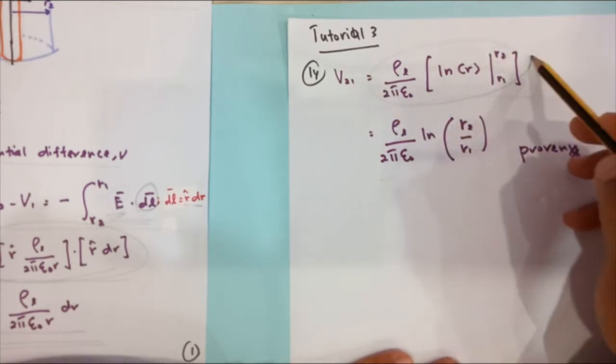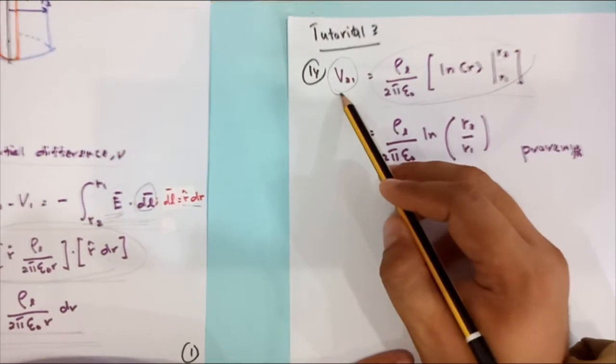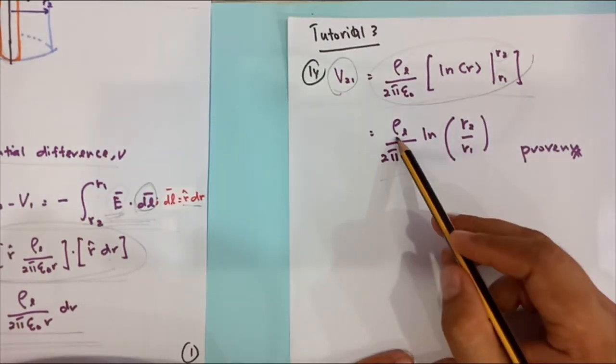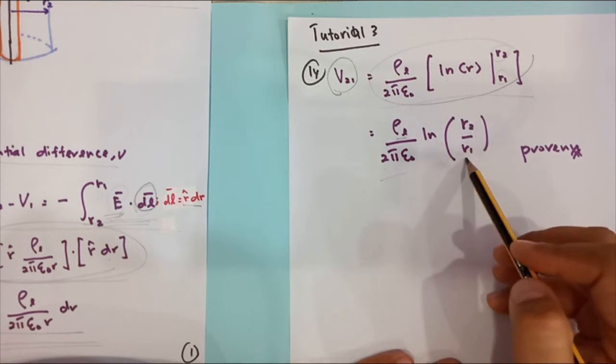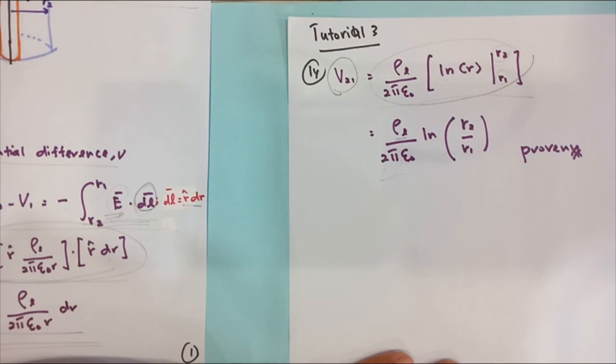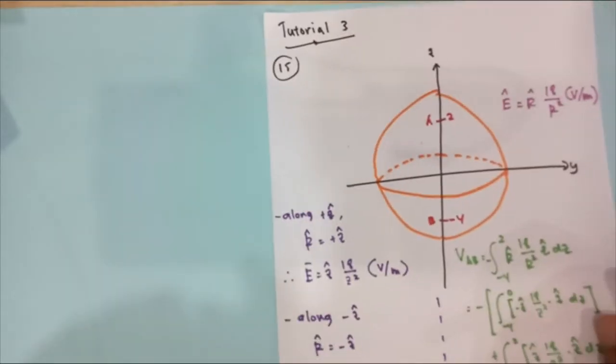If you solve this operation, then we will have the expression that represents our potential difference V21, which is equal to rho L divided by 2 pi epsilon naught ln R2 divided by R1. So that's the solution for question number 14. Alright, so now let's see the solution for number 15.